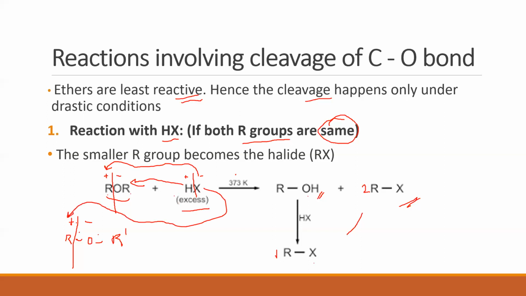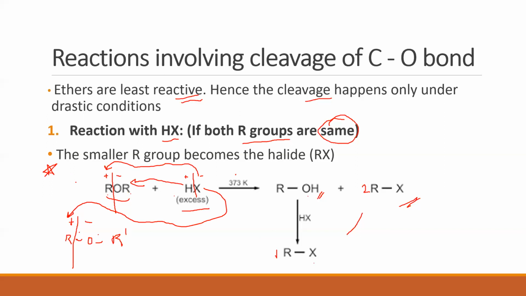If X minus attacks R plus, what do I get? I get RX. So therefore, H plus will attack whom? H plus will attack OR' minus, giving you what? R'OH. So the smaller group will become the alkyl halide and the bigger group will become the alcohol. Clear? Very important. I want you to understand this concept.